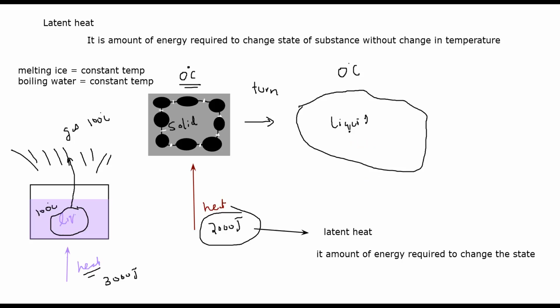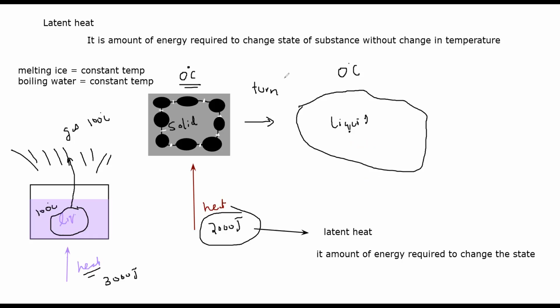When the state is not changing, the temperature will change. For example, you are heating a container filled with water. When you supply the heat energy, if the water is not changing state, it means the temperature of the water will change. So basically heat can cause a change in temperature, or heat can cause a change in state, but it cannot cause both things at the same time.